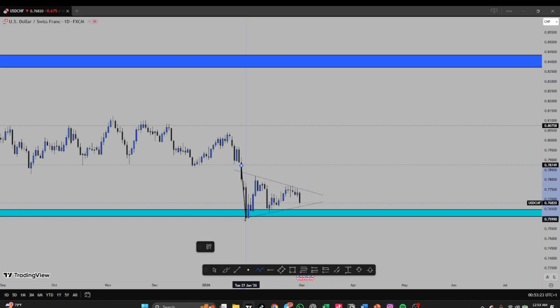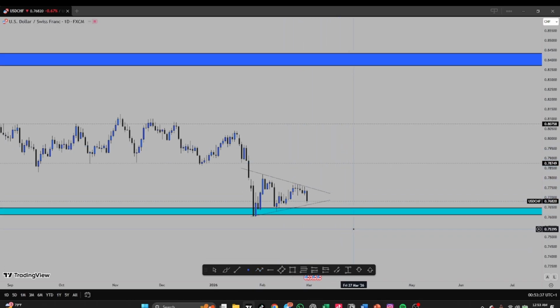You can see price is getting exhausted already. So if we break up, I'm going to see a push higher, a retrace, then before we can now confirm the bullish movement. So that is that on USD CHF. I'm kind of bullish here too.